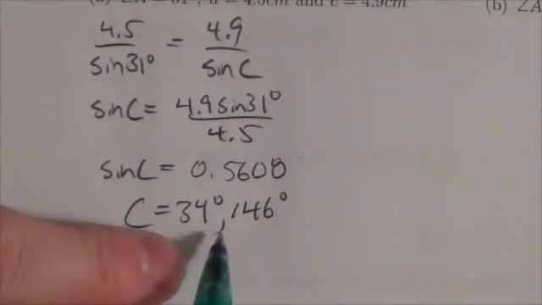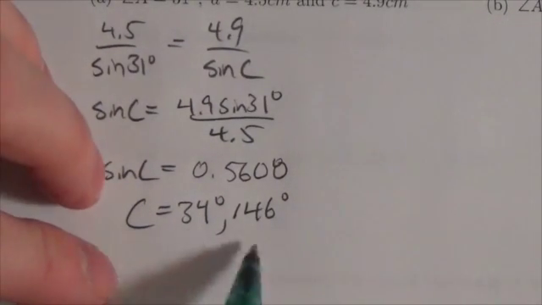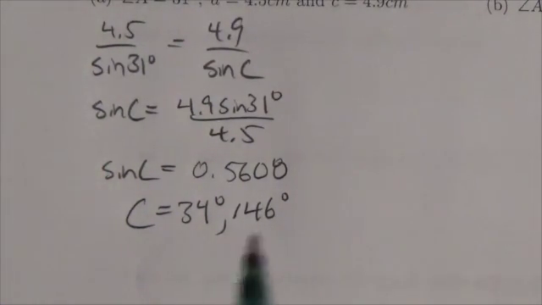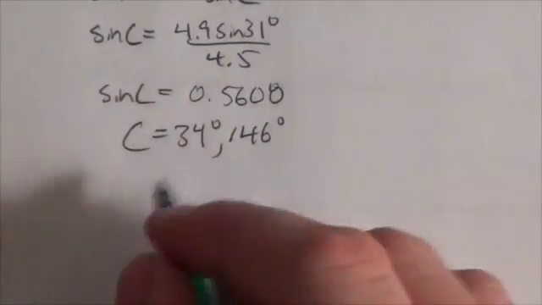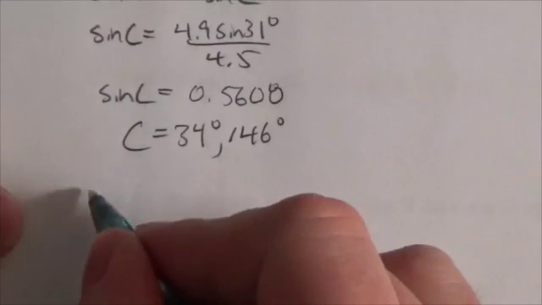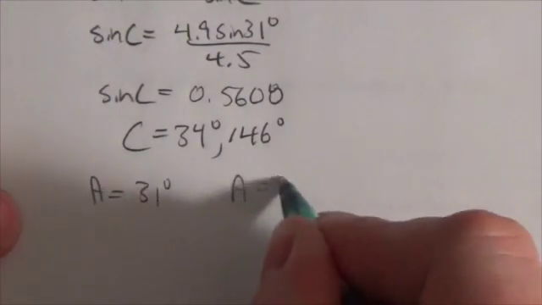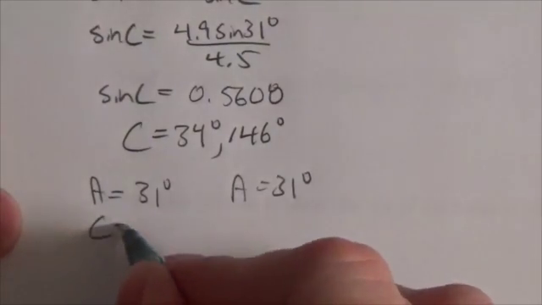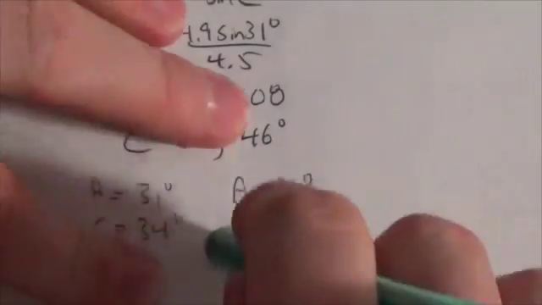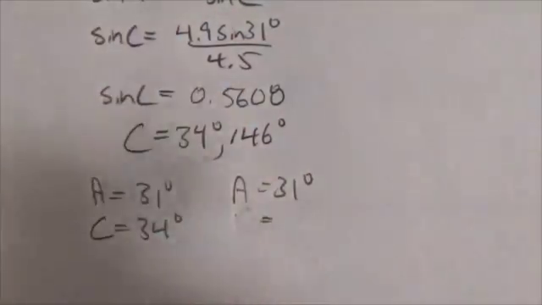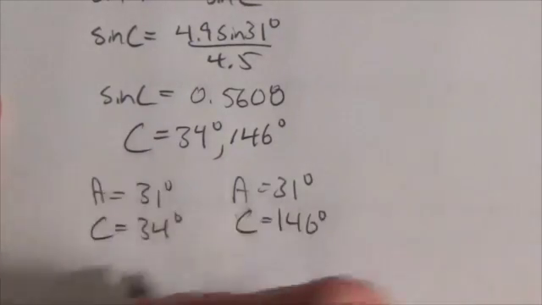Now the thing is, it might look like that's the answer to this question right there. There's the two possible angles here. But that's not quite true. Because I have to look at the possibilities here. So what we got to look at here is angle A. Now, no matter how you cut it, angle A is 31. Okay, angle C at this point could be 34 degrees, or, sorry, I was going to write angle B there, but angle C could be 146 degrees.